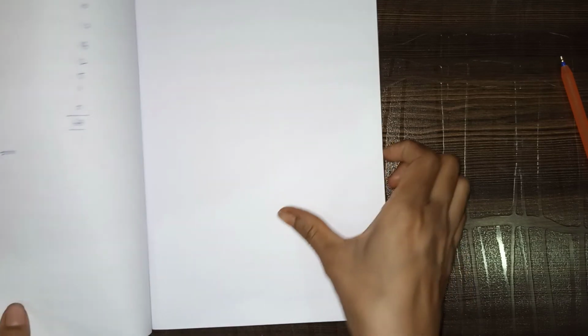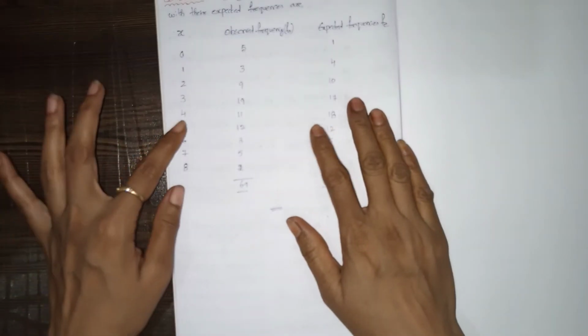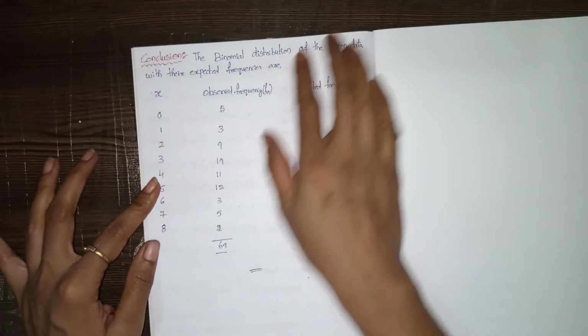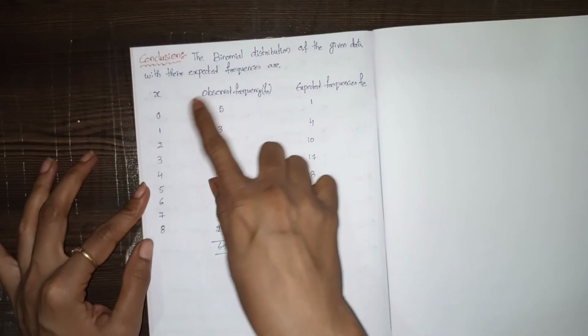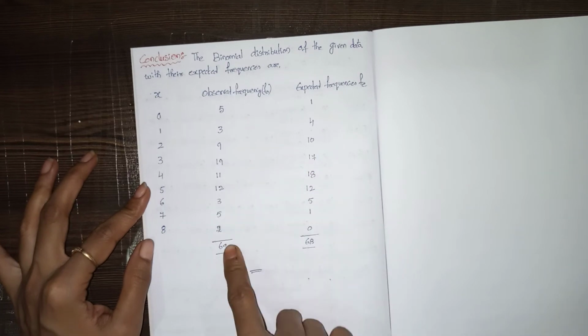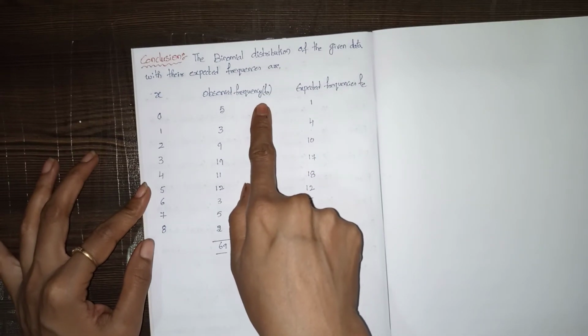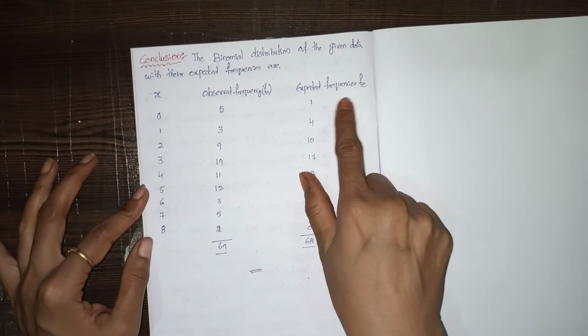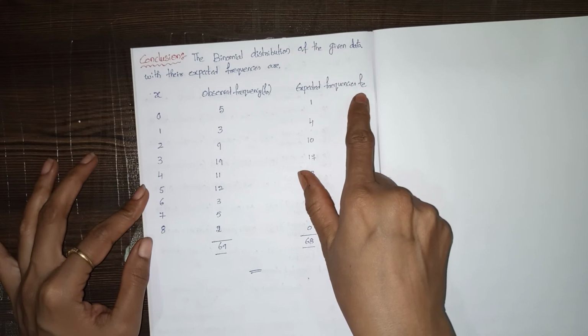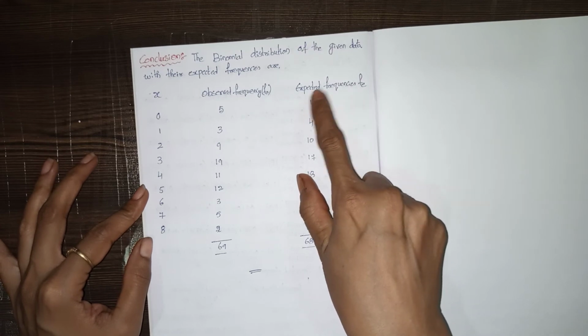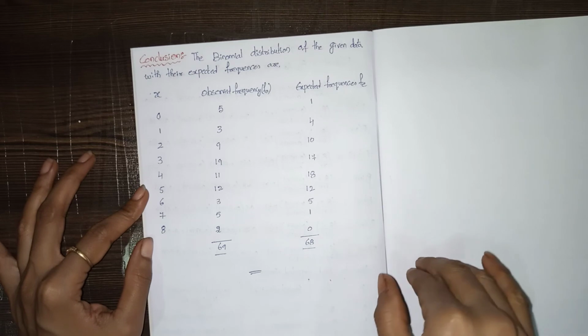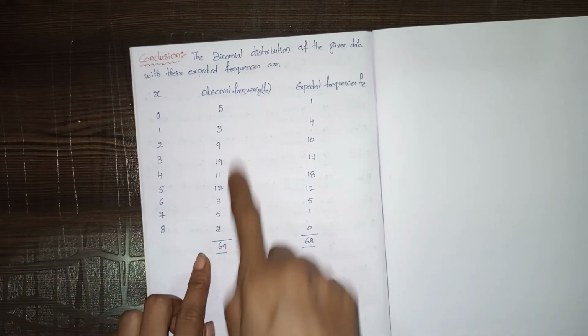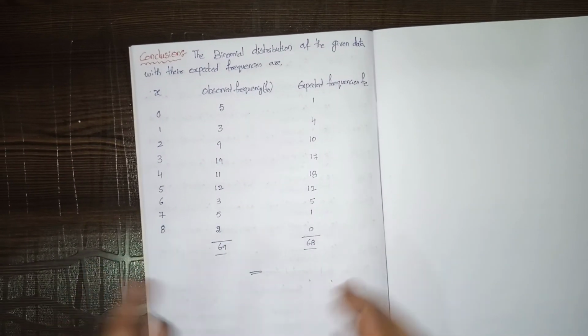And next is the conclusion. So the conclusion: the binomial distribution of the given data with their expected frequencies are x values, observed frequencies, what they have given in the question, that is observed values, and expected frequencies we have to write as fe, in the sense expected frequencies, that means what we calculated. Like this we have to write. So this is the conclusion.